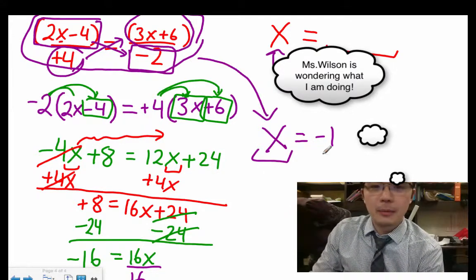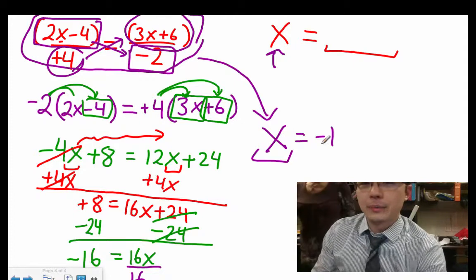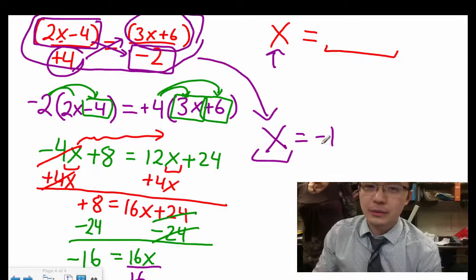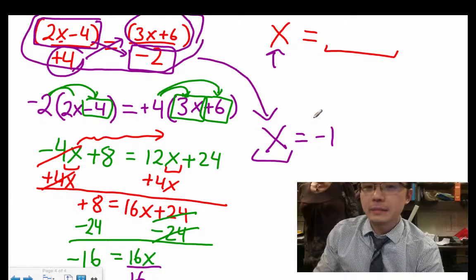Okay, so hopefully that helps you with your distributing with the fractions. That is the most complicated type of question for solving equations. So hopefully that will help you.